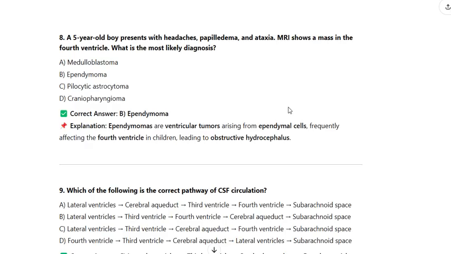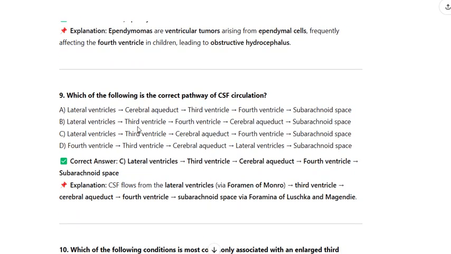Ependymoma. Explanation. Ependymomas are ventricular tumors arising from ependymal cells, frequently affecting the fourth ventricle in children, leading to obstructive hydrocephalus. 9. Which of the following is the correct pathway of CSF circulation? A. Lateral ventricles, cerebral aqueduct, third ventricle, fourth ventricle, subarachnoid space. B. Lateral ventricles, third ventricle, fourth ventricle, cerebral aqueduct, subarachnoid space.